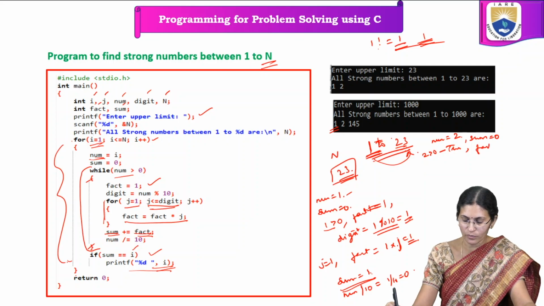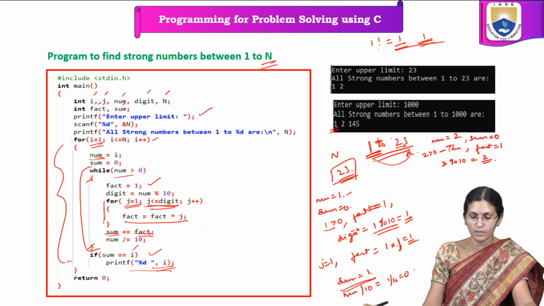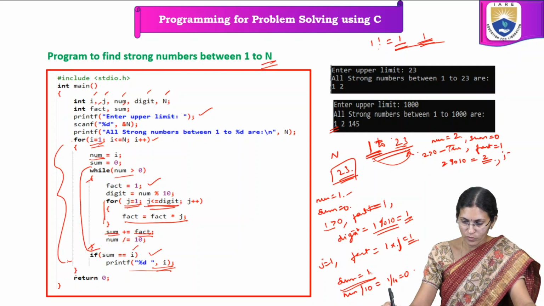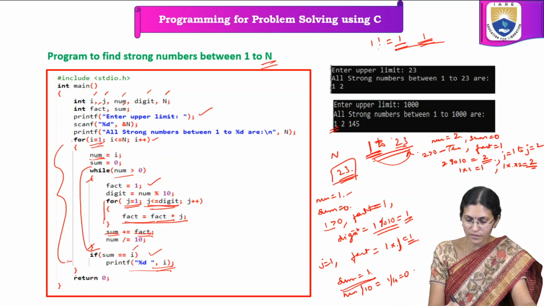So here fact is equal to 1. Then digit is num mod 10. So 2 mod 10 is equal to 2. The remainder is 2 here. So this loop will be executed from j equal to 1 to j less than or equal to digit. That means 2 times. J is equal to 1 to j is equal to 2. So fact is equal to 1 into 1, that is 1. Then j is incremented by 1. J is equal to 2 now. So 1 into 2 is equal to 2. Now fact is equal to 2 now.